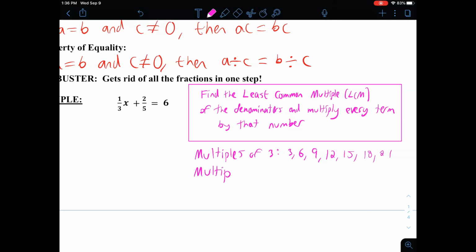Then we also need the multiples of 5. Counting up by 5s, we got 5, 10, 15, 20, 25. So we want the smallest number that divides by both 3 and 5. So that's going to be, looks like we got, the smallest number is going to be 15, right? Okay. Another thing you can do is just count up by the biggest number here, which is 5. And when you count up by 5, see if each number divides by 5 and 3. So 5 doesn't divide by 3, 10 doesn't divide by 3, 15 does divide by 5 and 3, so that's going to be our least common multiple. All right?